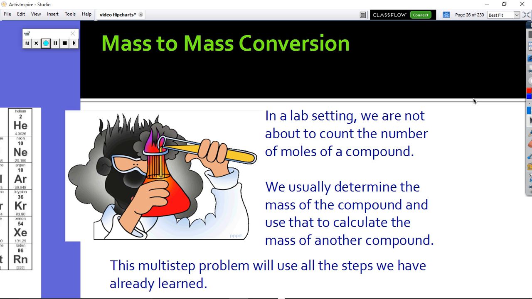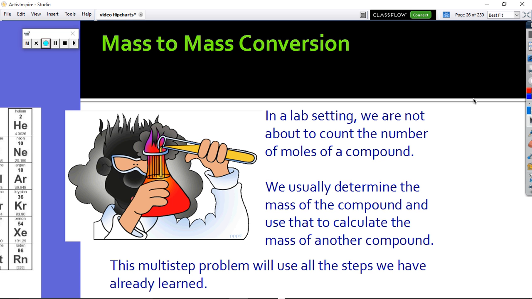Now in the lab setting, and we've discussed this before, you're not going to be able to count out the moles of a compound. The atoms and molecules are simply too small to do this, and the number is very large, even if you could see them. So as a result, we usually deal in mass. So we usually use the mass of one compound to calculate the mass of some other compound.